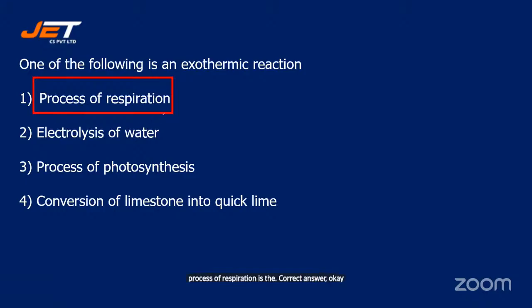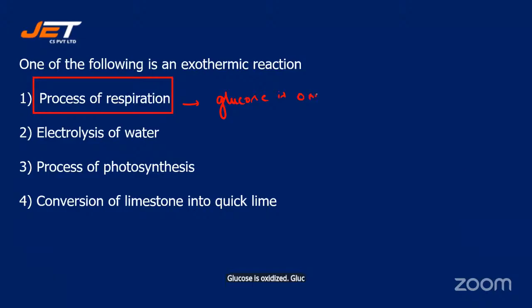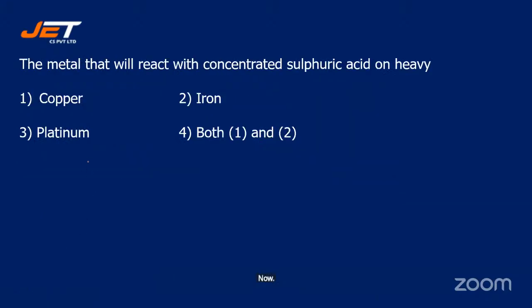Why? Because respiration involves oxidation of glucose. What happens in respiration? Glucose is oxidized in the body, and it will release energy in the form of heat. So that is why this heat makes it an exothermic reaction. Because of the heat, the exothermic reaction is taking place. Now let us see the next question.